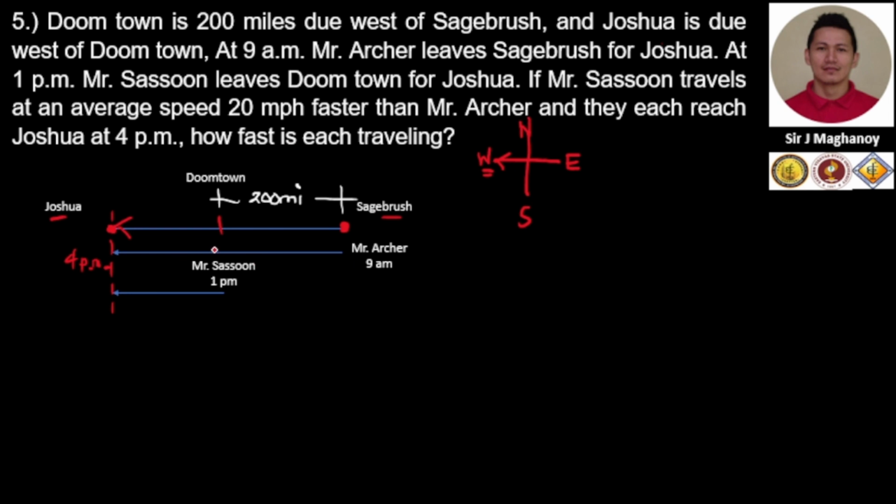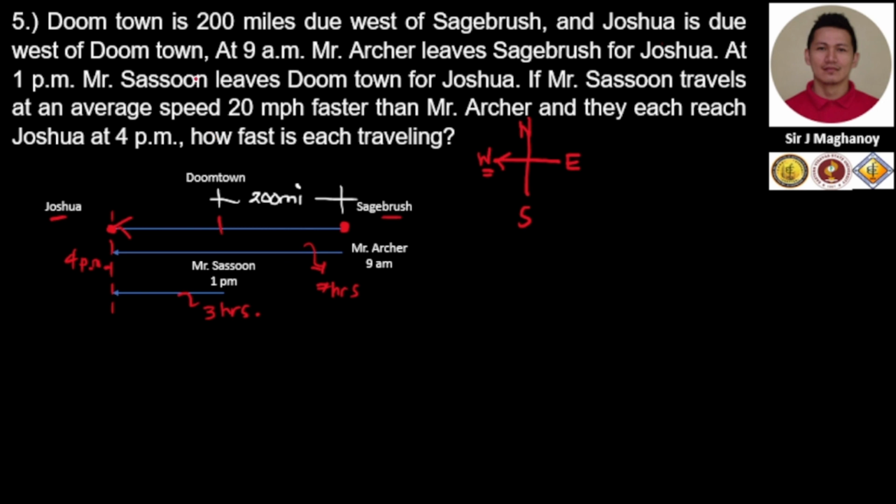Again, if we count from 9 to 4 p.m., how many hours is this? 9, 10, 11, 12, 1, 2, 3, 4. So this is 7 hours. If we count how many hours Mr. Archer consumed from 9 a.m. to 4 p.m., that is 10, 11, 12, 1, 2, 3, 4. This is 7 hours. How about Mr. Sassoon? 2, 3, 4. So 3 hours.